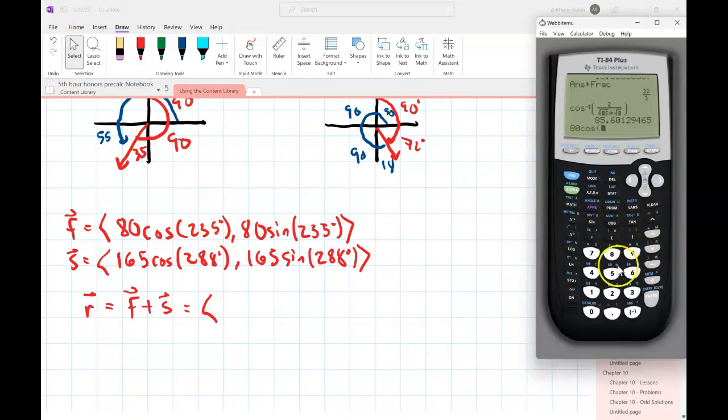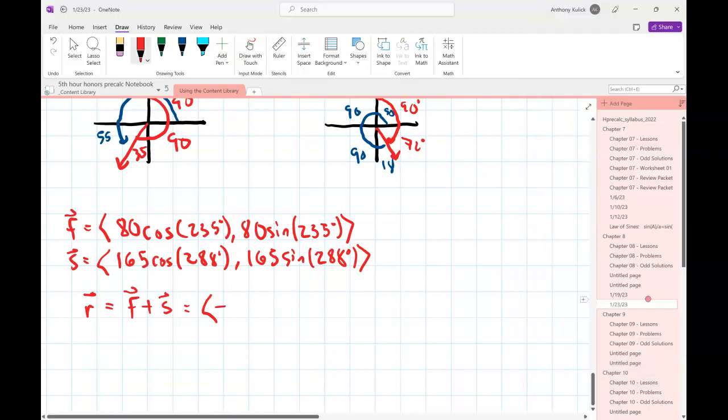So that's going to be 80 cosine 235 plus 165 cosine, not sine, cosine 288. So that's 510. And then I do the same thing, but instead I'll do sines. So that gives me the 510, negative 222, 46.